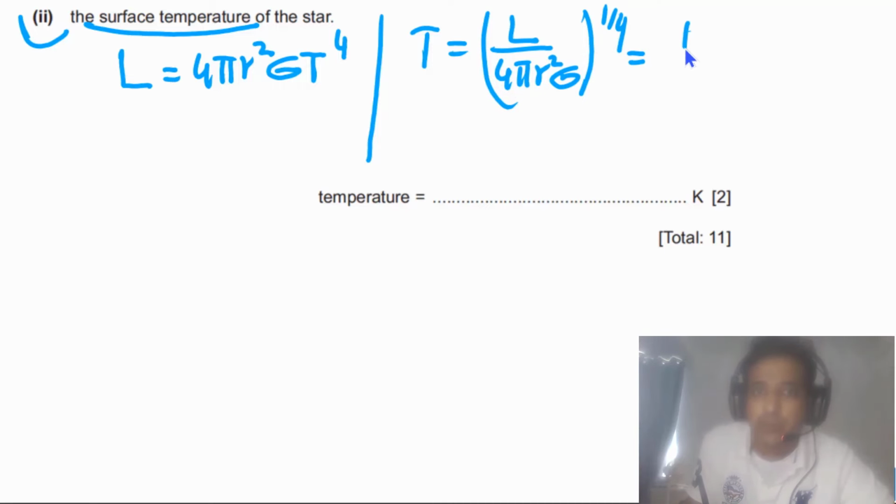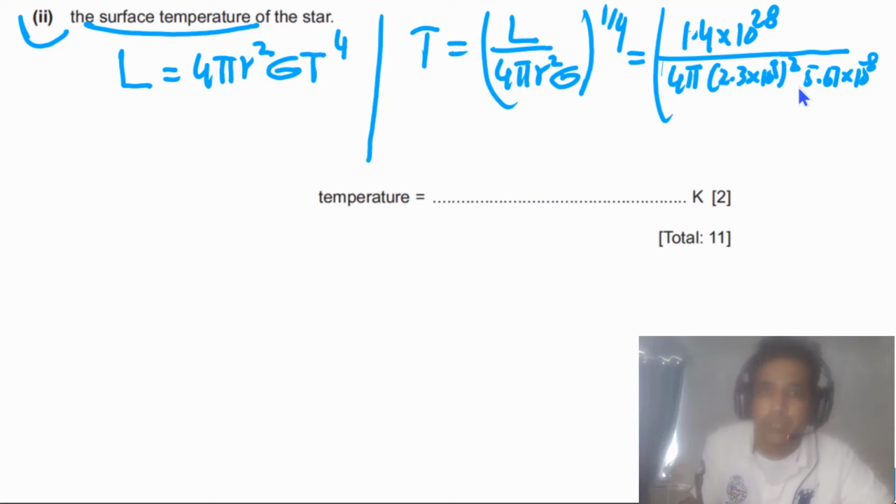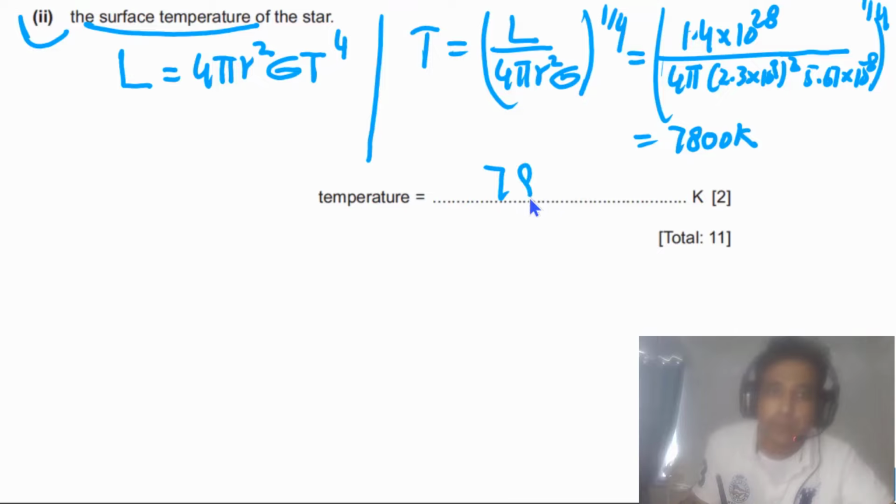Now we simply need to plug in values. We have the value of luminosity, 1.4 times 10 to the 28, divided by 4 pi. The radius of the star is given in the question, 2.3 times 10 to the 9, squared, and the Stefan-Boltzmann constant is 5.67 times 10 to the minus 8. Now if we take the power of 1 by 4 and solve, our final answer to 2 significant figures is 7800 Kelvin. So this is the surface temperature of the star.